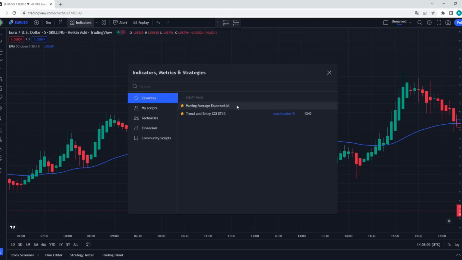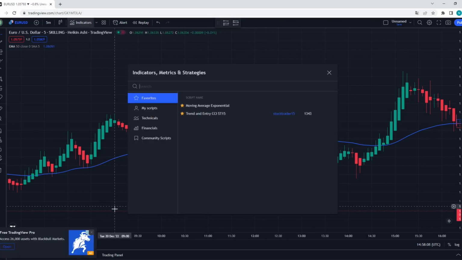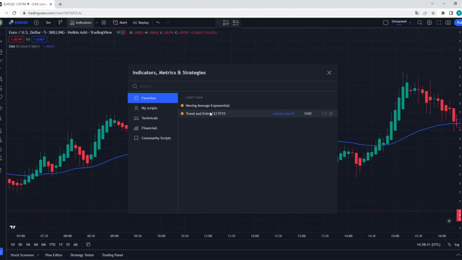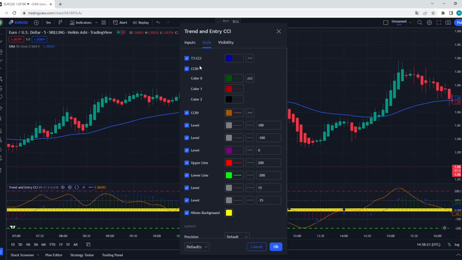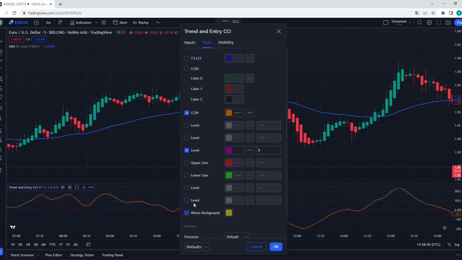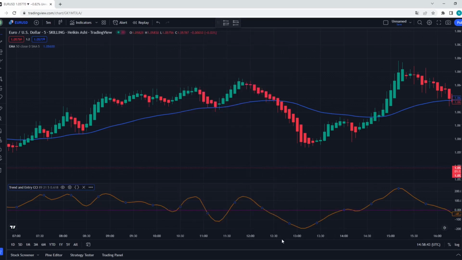The second indicator that we need is the trend and entry CCI ST15 from Stock Trader 15. So we will load it up right here. And as you can see, it looks maybe a little bit messy right now, but don't worry, we do some changes to clean it up because we don't need all these lines and informations. The only two indicators that we want is the CCIH and the level with the 0. So we uncheck all other boxes. So we only have 2 boxes checked, the CCIH and the level 0. Click OK, and that is how our chart should look at the end.